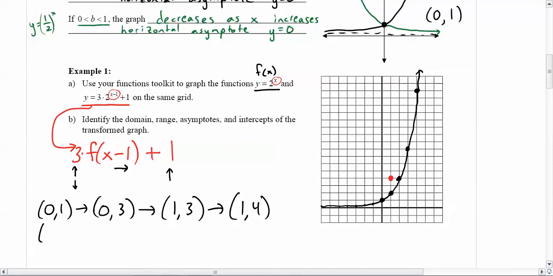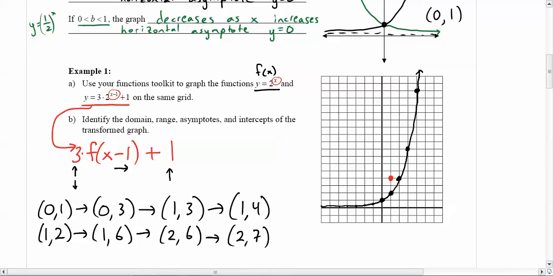The other point that's really important is the very first point when x equals 1. So first thing I'm going to do is multiply my y value by 3, and then move it right 1, and then move it up 1. So (2, 7) is a point on my new graph. Let me take the point (2, 4). I'll expand it 3 times vertically, move it right 1, and move it up 1. (3, 13).